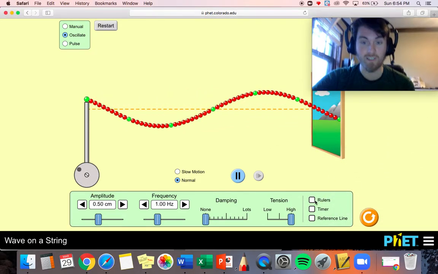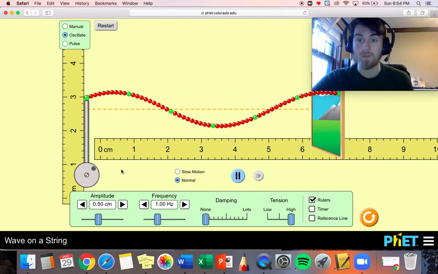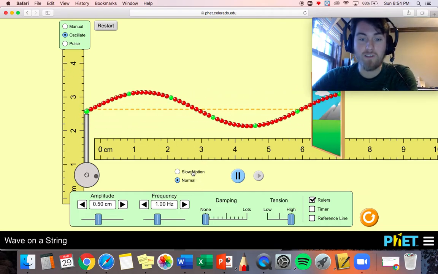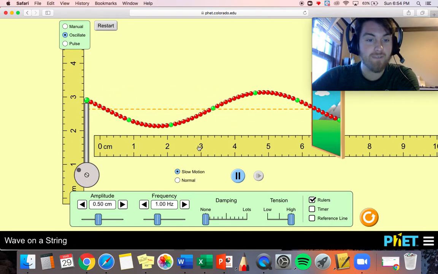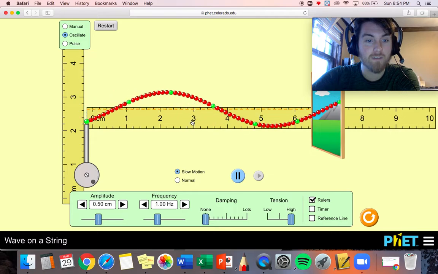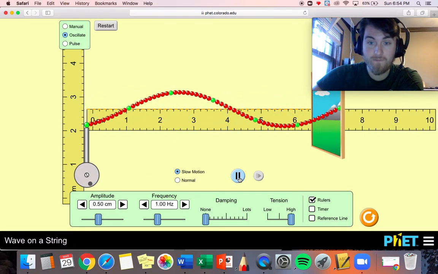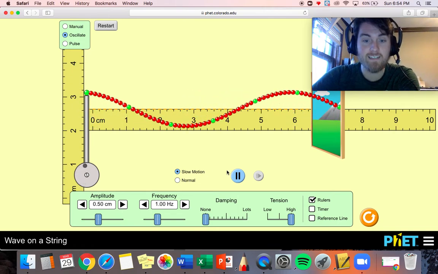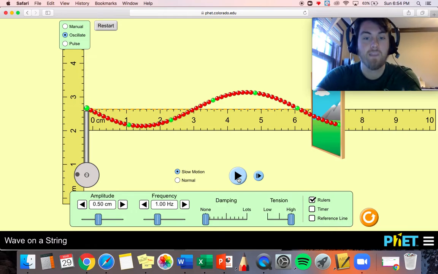I'm going to get a ruler out, and we are going to try and measure this wavelength. Right now it's moving way too fast, so I'm going to set it into slow motion. I'm going to wait until that first part right here hits that 0 mark. Give it a second, there. Okay, what is going to be the wavelength now?